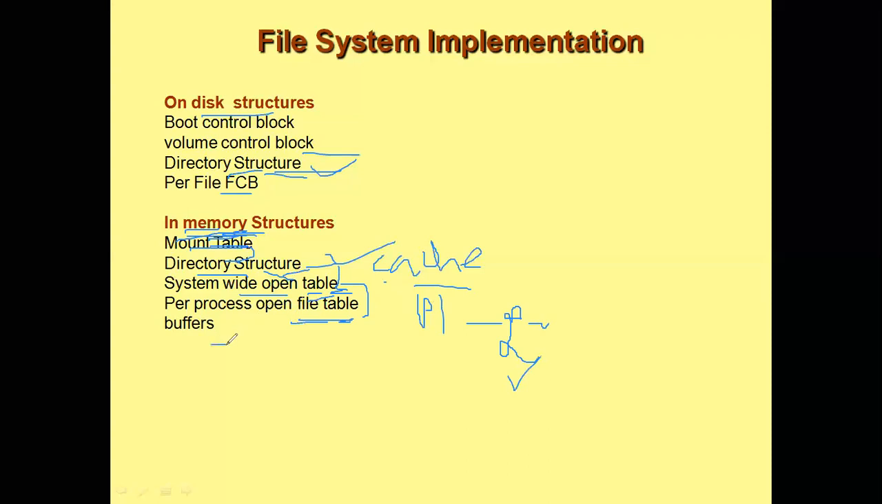Coming to buffers. As you all know, whenever something is read from the disk or written to the disk, it is stored in a buffer during the reading or writing process. It is temporary storage where the data is stored. So there are 2 types of structures: one is on-disk and the other is in-memory structures.